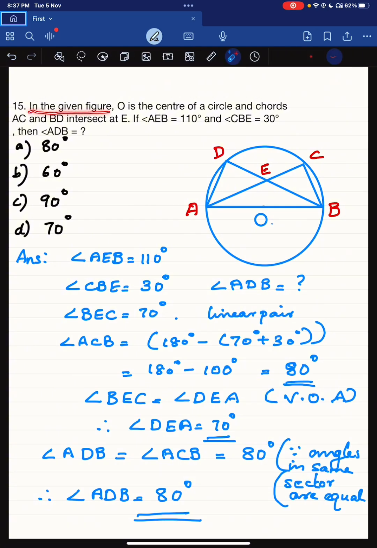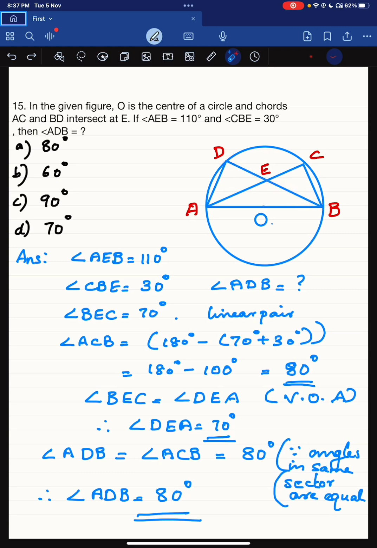In the given figure, O is the center of the circle, and chords AC and BD intersect at E. If angle AEB is equal to 110 degrees and angle CBE is equal to 30 degrees, then find the angle ADB. Here O is the center of the circle and here AC and BD.